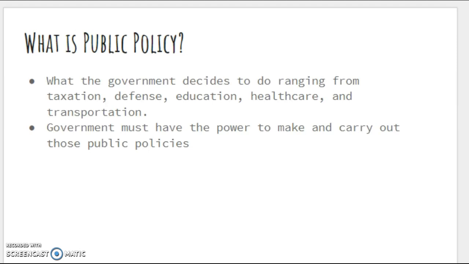Government must have the power to make and carry out those public policies. Understand that in this case, power is just the ability to command or prevent action, the ability to achieve a desired end. And they must have that power in order to carry out those public policies to ensure a better life for all.